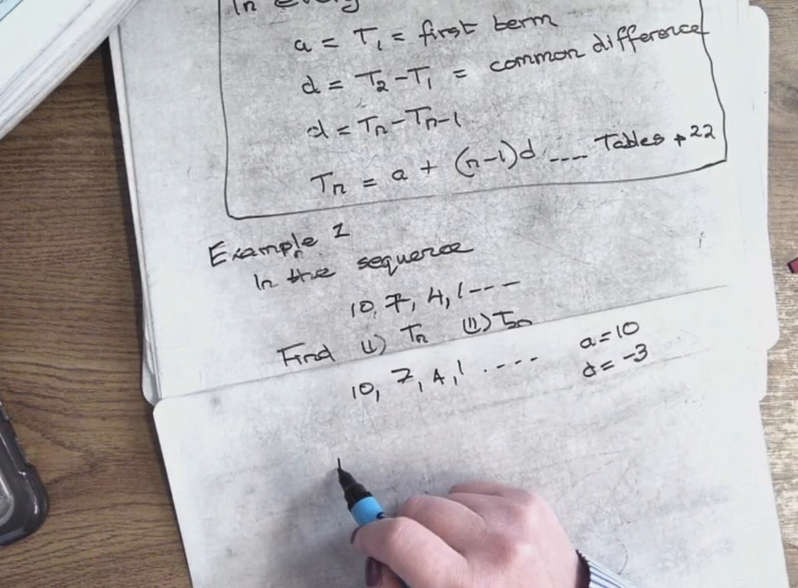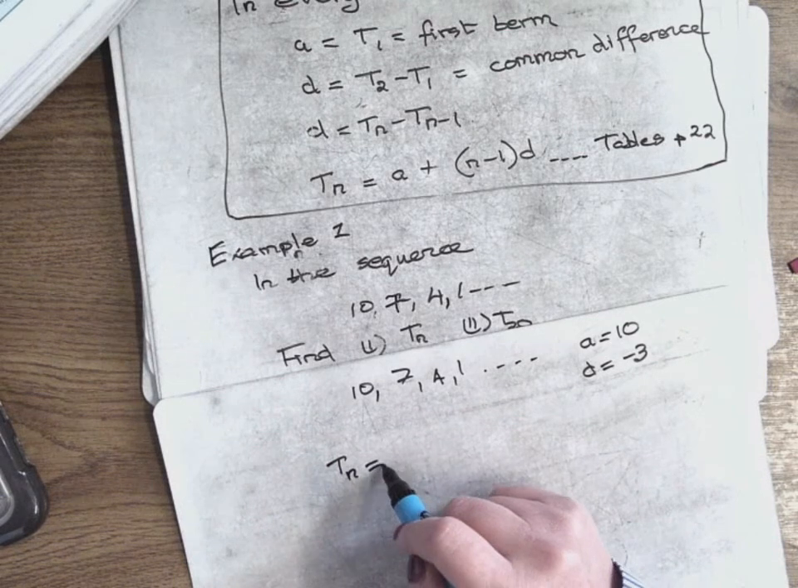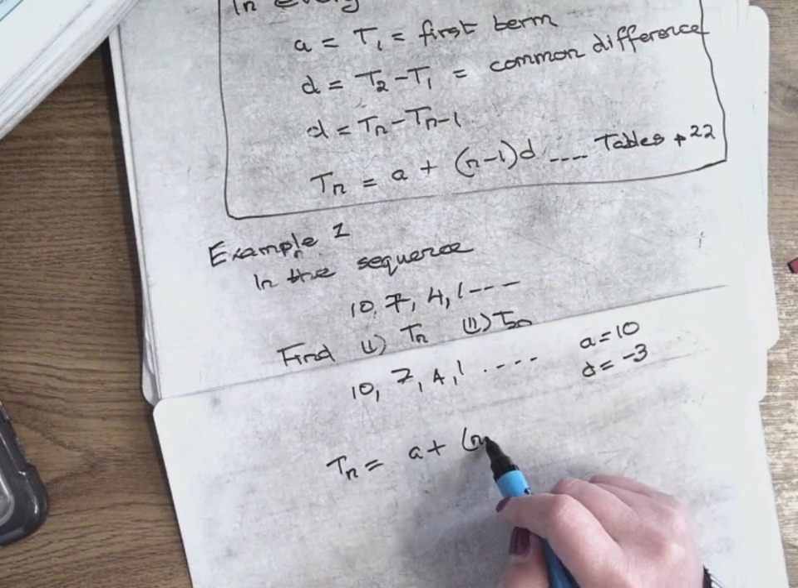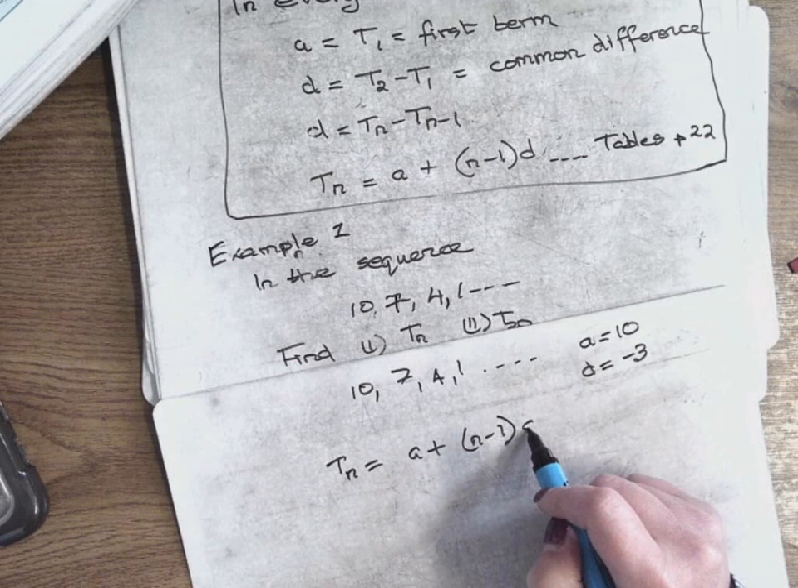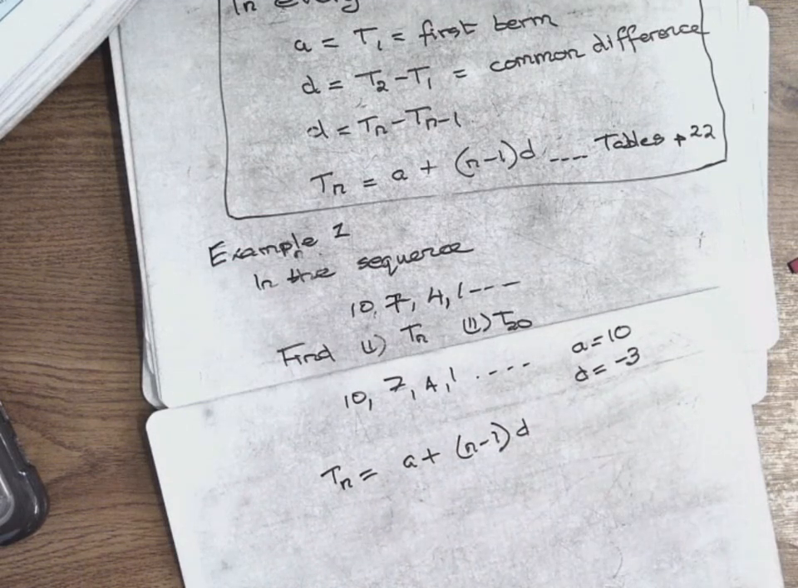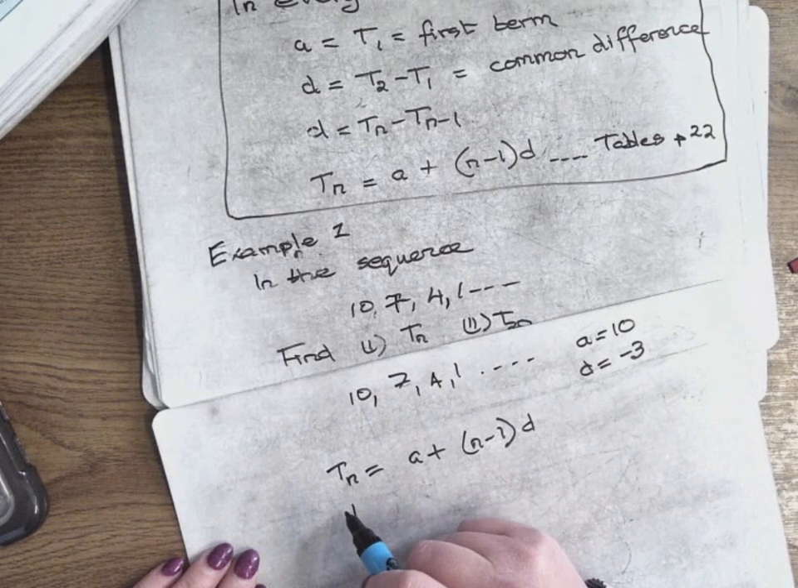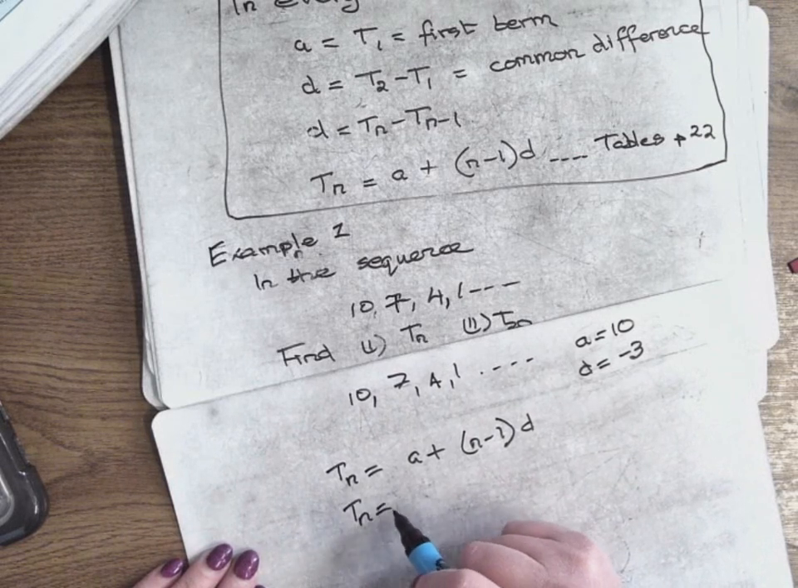Then you have a formula. So the formula is Tn, which is just the general rule, equals a plus n minus 1 times D. You're looking for the general rule. You fill in the A and the D. You don't fill in the n. Okay, so n is the number of the term and you're just looking for the general rule.